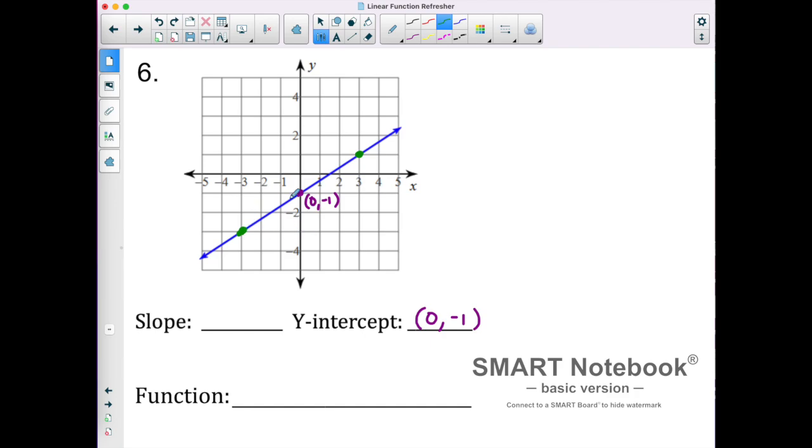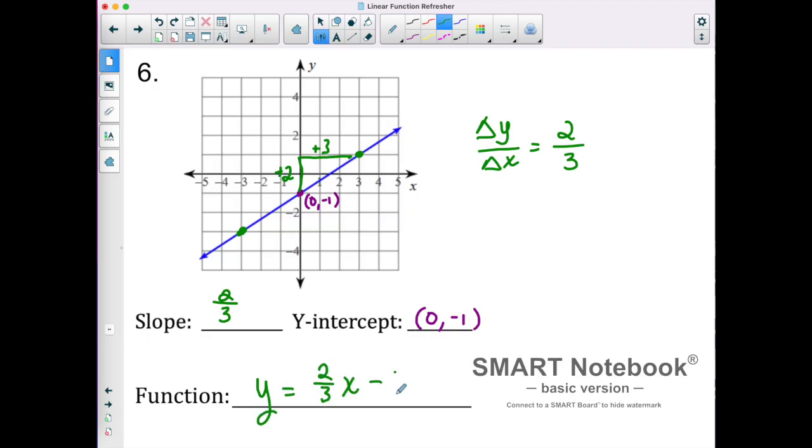Either way, we see a positive slope happening, and if I pick 2 points, I can find the rise over run. This went up 2, right 3. So if I find the slope, that would make that 2/3. Remember, we're doing change in y over change in x, so a +2 over 3. This would make my function y equals 2/3 x minus 1. That y-intercept was -1.